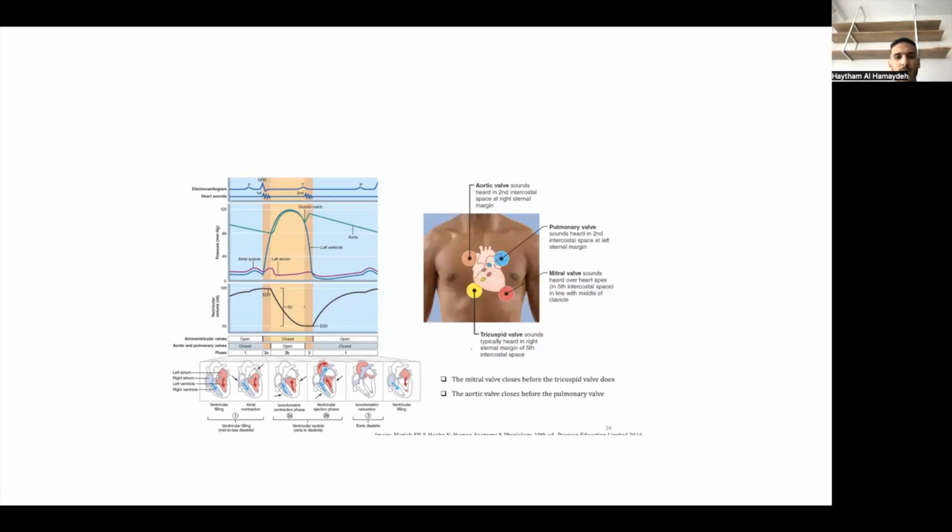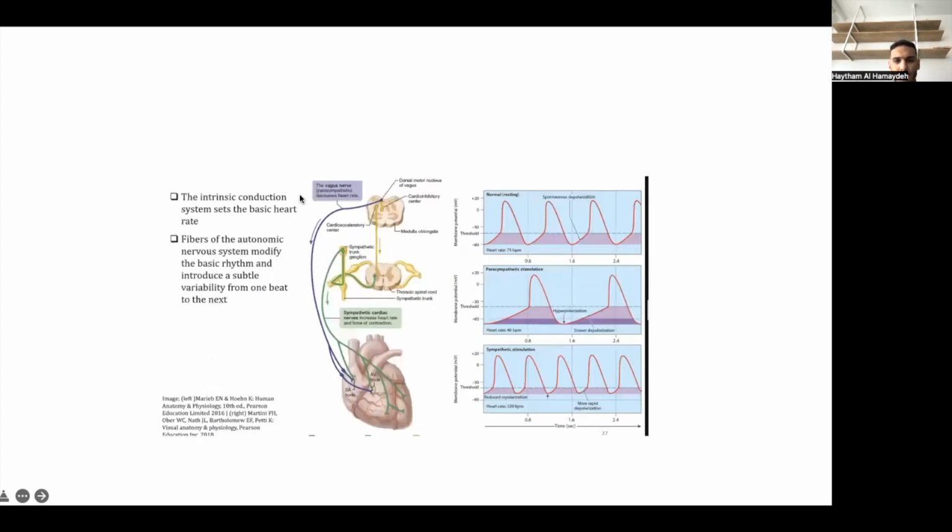These are the heart sounds. I didn't pay attention much to it, but what I understood from here is that there are 2 sounds. The mitral valve closes before the tricuspid valve. That's sound number 1. The aortic valve closes before the pulmonary valve. That's sound number 2.